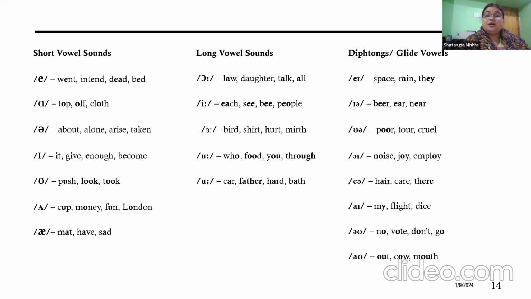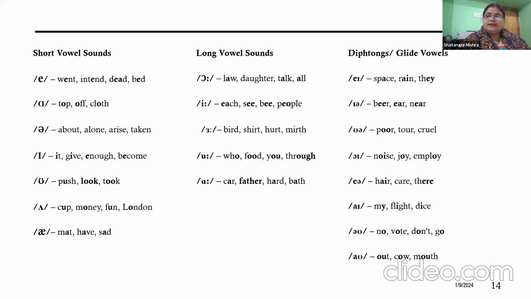Then the long oo sound: who, food, you, through. All right, long oo sound. Then the ah sound: car, father, hard, bath. Okay, now these are all monophthongs. All right, now we will go to diphthongs or glide vowels.